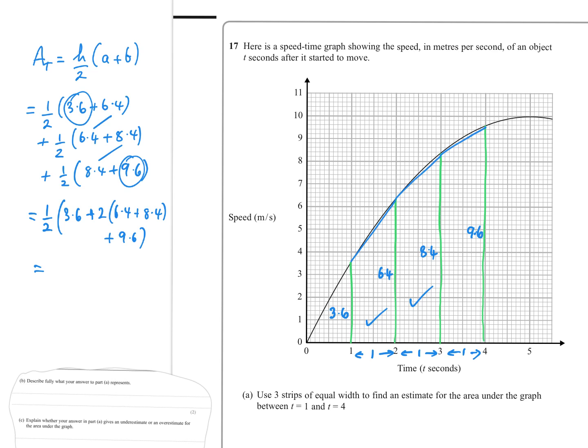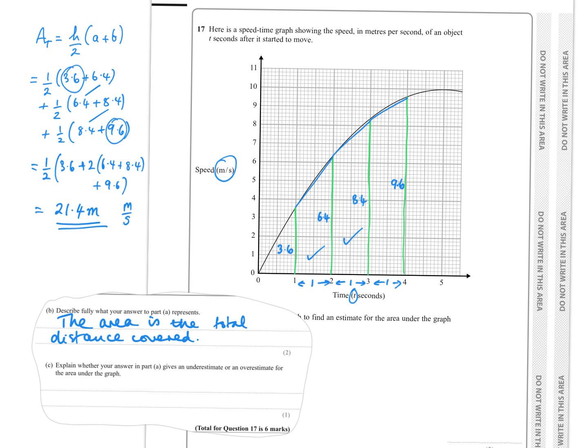So on our calculator we just need to do that, so let me try. And I get 21.4. So that would be the area that I would have here. Now we know that the units here were, speed was meters per second, and time is in seconds obviously, so the area here is the distance travelled, so I would say 21.4 meters. That's what it represents. The area underneath is the total displacement. So I've written that there.